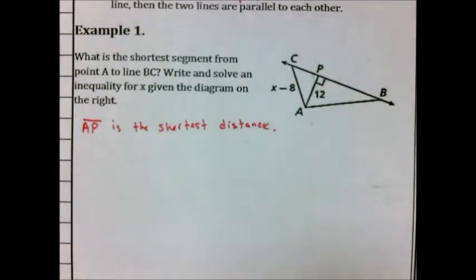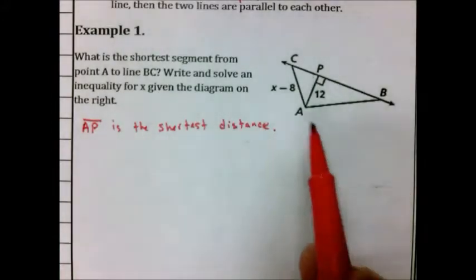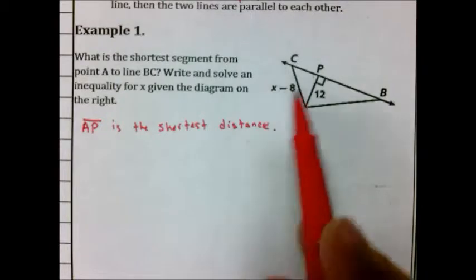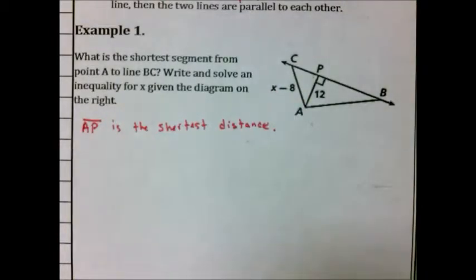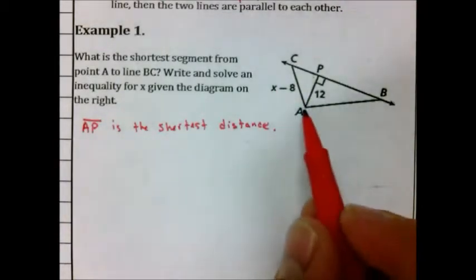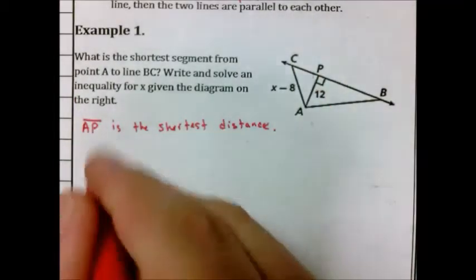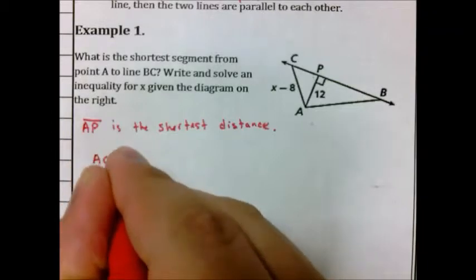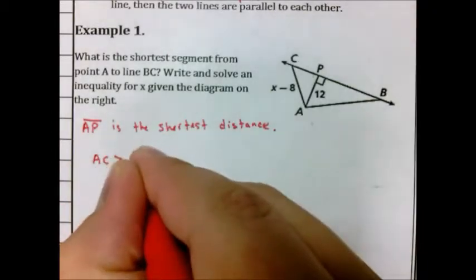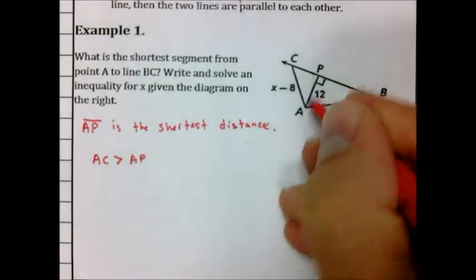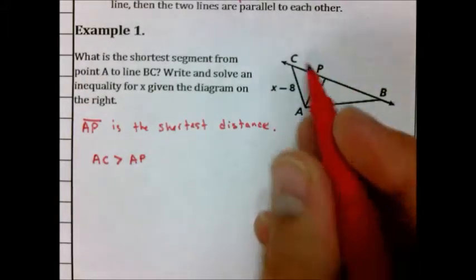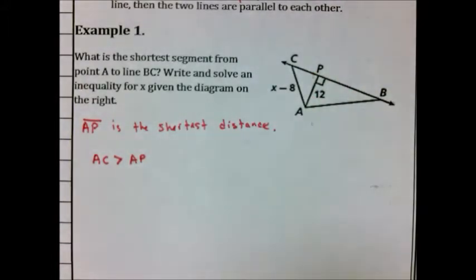All right, now the second part of that question says, write and solve an inequality for x given the diagram on the right. Okay, so we're trying to figure out what x is. And here's what we do know. We do know that AP is going to be shorter than AC, correct? And we're writing an inequality, so we know that AC has to be greater than AP, because AP is the shortest distance to BC. All right.